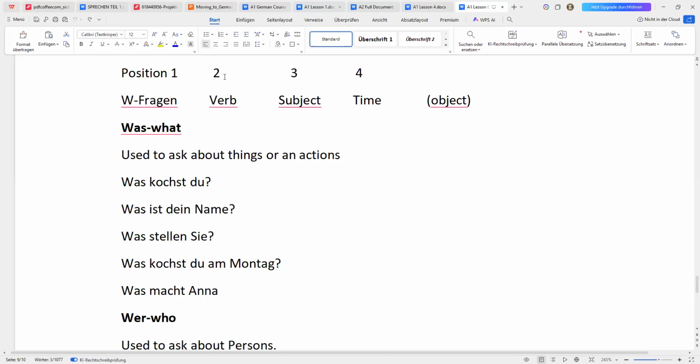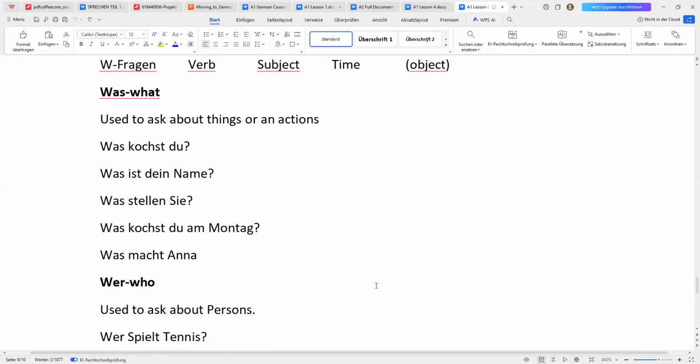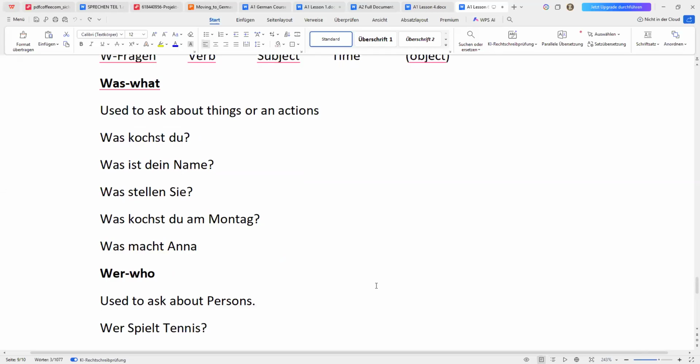With wer, it is used to ask about persons, the doer. So you will understand that with questions with wer, it is rare that they take the sentence structure of V-Fragen, verb, then subject, because we need that subject. We need to know the doer. So in a question with wer, we have no doer. So the wer itself conjugates the verb, in that you remove the en from the verb and you add t.